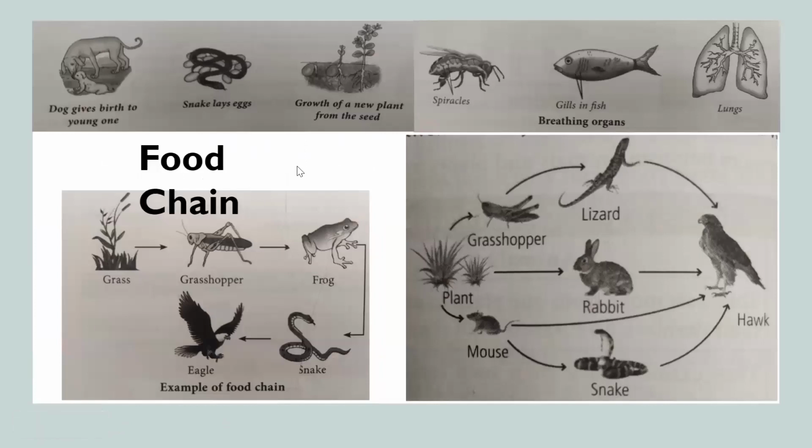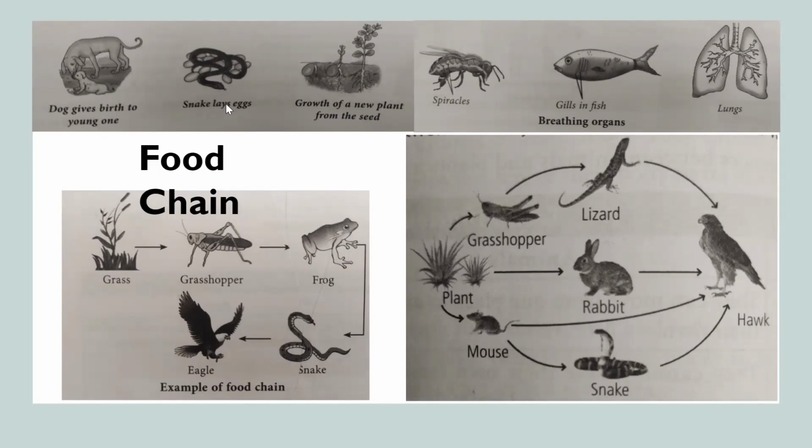Next is food chain. Are you hearing me? Please respond. Next is food chain. You remember now, I had covered in the last class all those things, and also about the different characteristics of plants and animals and their interdependence.